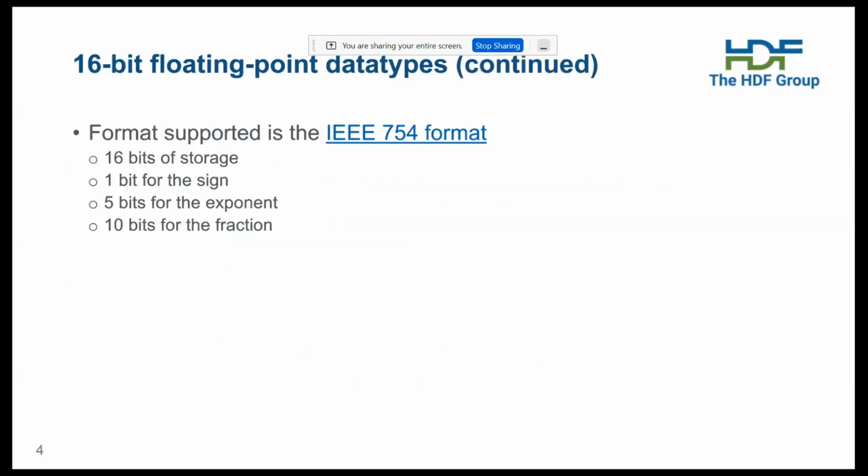So the format that we're supporting for these data types is just the IEEE format that I linked to here. Of course, it's got 16 bits of storage and 1 bit for the sign. And then the IEEE format has 5 bits for the exponent and then 10 bits for the fraction.